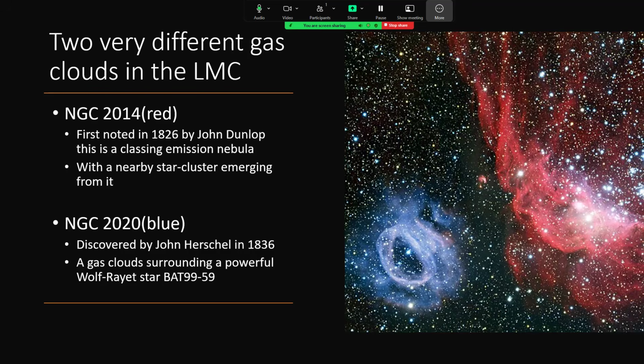emission nebula, hydrogen gas glowing in red, and a lot of new stars having been born in the center, a new star cluster emerging. And then in blue, NGC 2020, also discovered by that man, John Herschel again, the first one being John Dunlop. This one is a cloud of gas being lit up by the high energy radiation pouring away from a very massive star indeed, a Wolf-Rayet star, HD 38030.